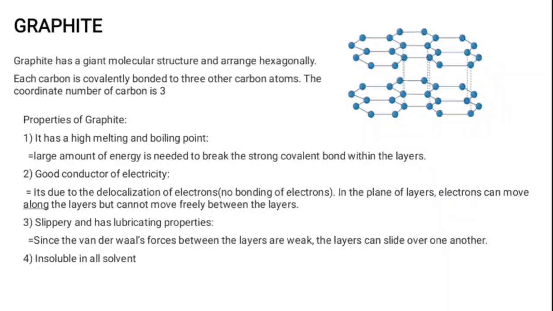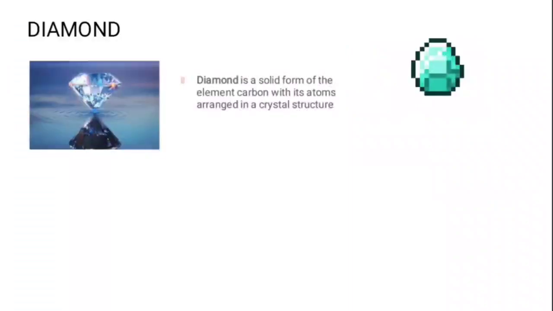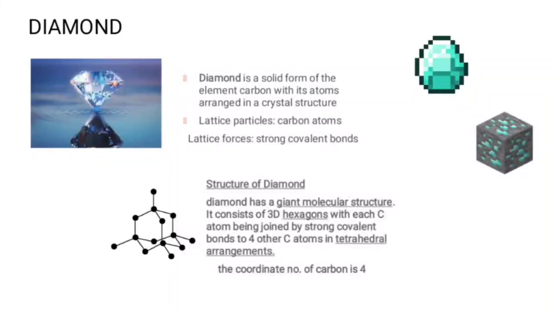Because of the weak van der Waals forces between the layers, the layers can slide over one another. The second allotrope of carbon I'm going to talk about is diamond. Diamond is a solid form of the element carbon with its atoms arranged in a crystal structure. The lattice particles in a diamond molecule are carbon atoms, and the lattice forces of diamond are strong covalent bonds.